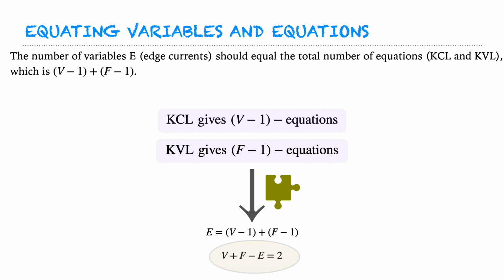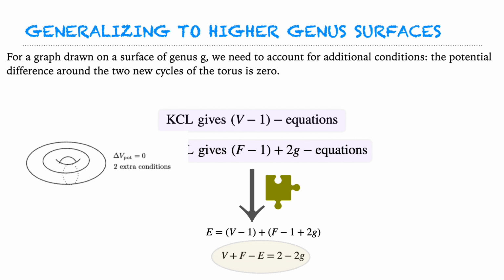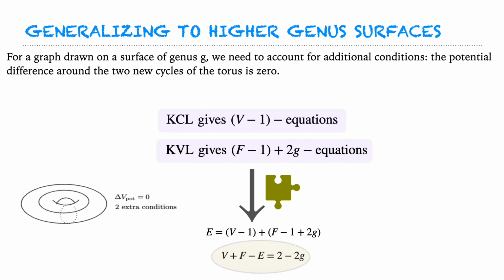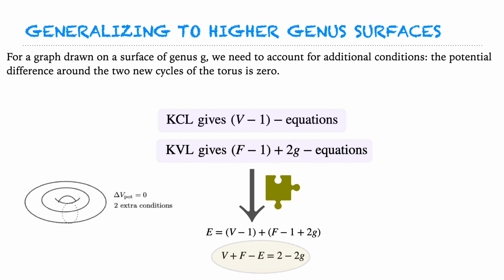Now you can generalize it to higher genus surfaces. When considering a graph drawn on a surface with genus g, we must consider additional constraints. Specifically, the potential difference around each of the new cycles found on the surface must be 0. Each increase in genus introduces 2 additional independent cycles, each imposing a condition of 0 potential difference. Therefore, for a surface with genus g, there are 2g additional conditions to satisfy.